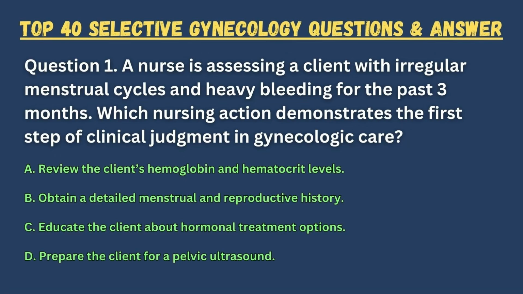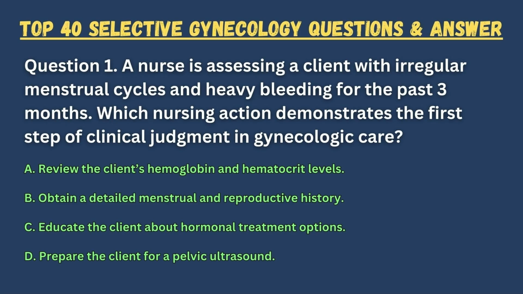Question 1. A nurse is assessing a client with irregular menstrual cycles and heavy bleeding for the past 3 months. Which nursing action demonstrates the first step of clinical judgment in gynecologic care? A. Review the client's hemoglobin and hematocrit levels. B. Obtain a detailed menstrual and reproductive history.